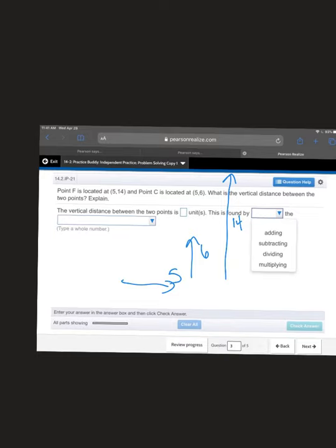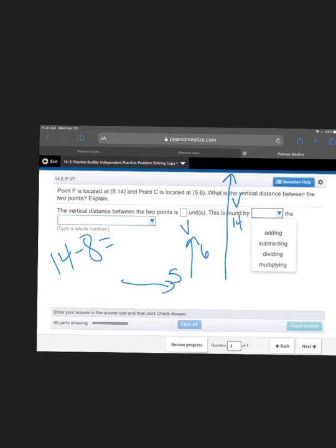What is the vertical distance between the 2 points? So this is my vertical distance, and this is my vertical distance. So I want to find out what the difference, or the distance, is between the two. So it's just going to be 14 minus 6, and that's going to give you your difference.